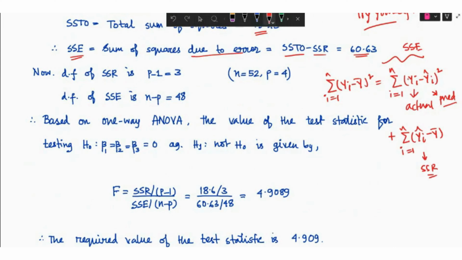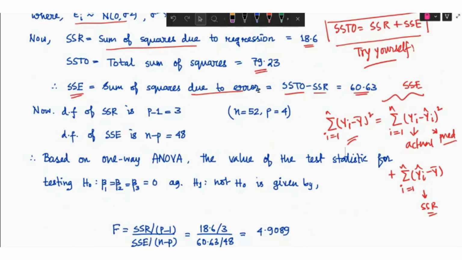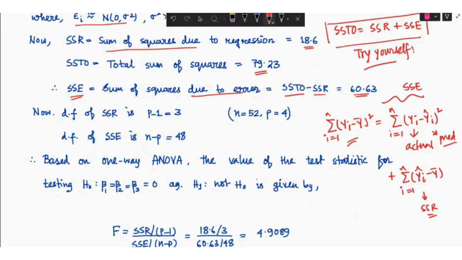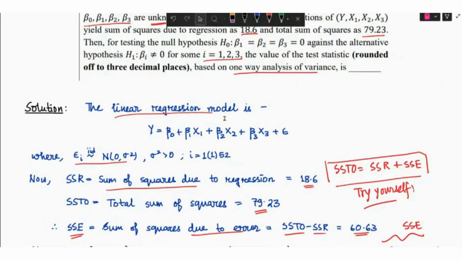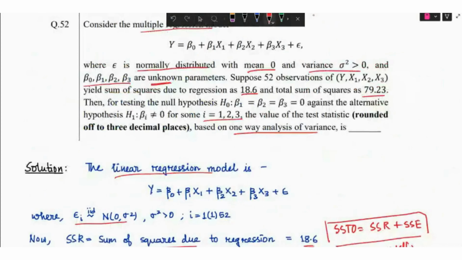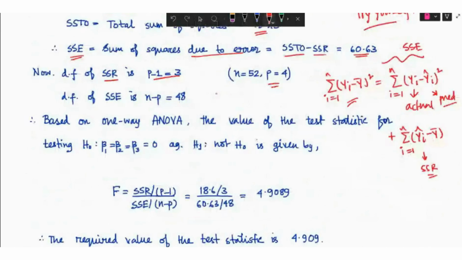So the total sum of squares consists of two parts. Similarly, the degrees of freedom of SSR will be p minus 1 equal to 3. Here p is 4, since p means the number of unknown constants, that is the number of parameters in the model. So p is 4 and p minus 1 equal to 3 is the degrees of freedom of the sum of squares due to regression. Similarly, the degrees of freedom of the sum of squares due to error is n minus p, that is 48. You can get it from the ANOVA table.